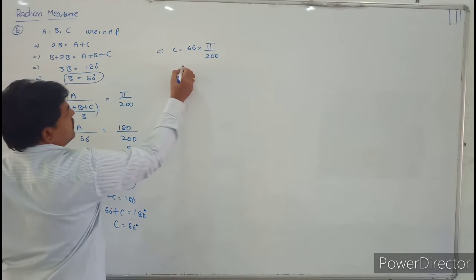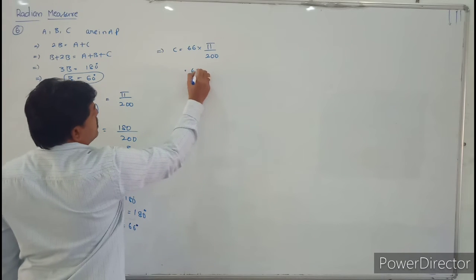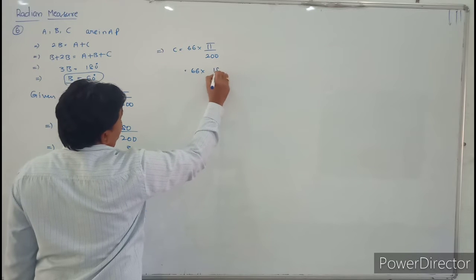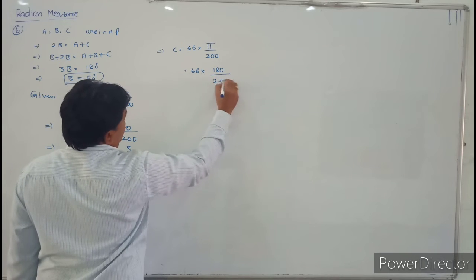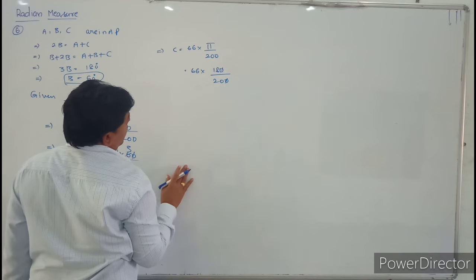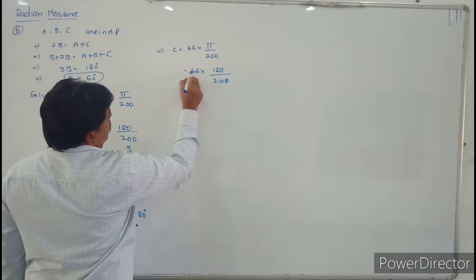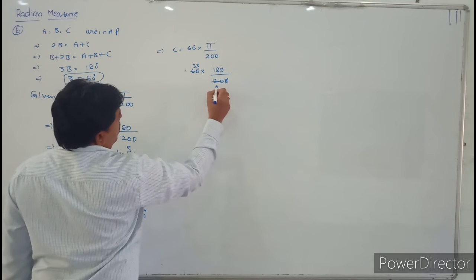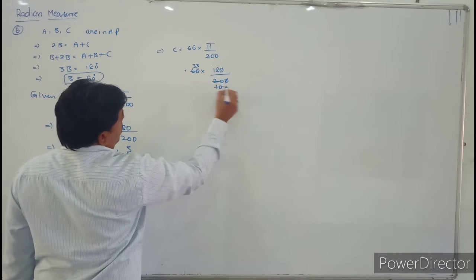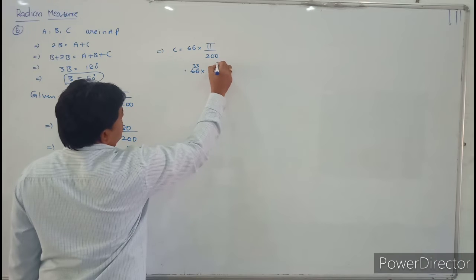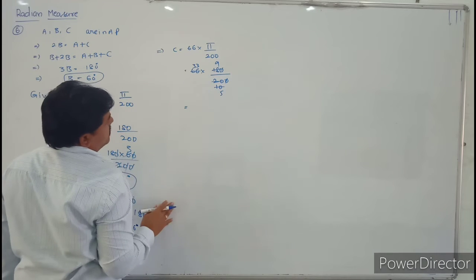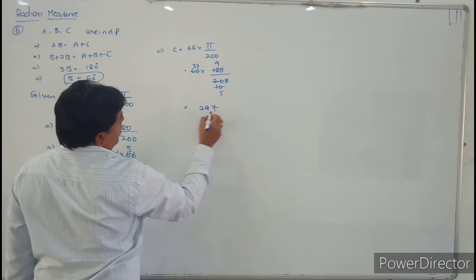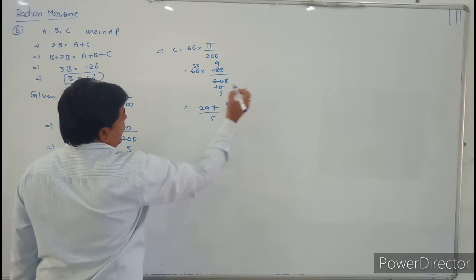So C is equal to 66 into pi, and pi is nothing but 180 by 200. Here this value will be cancelled, students, and also you can cancel with 3, and it will be cancelled for 10, for 5, and for 9. Multiplying, that is nothing but 297 by 5 grades.